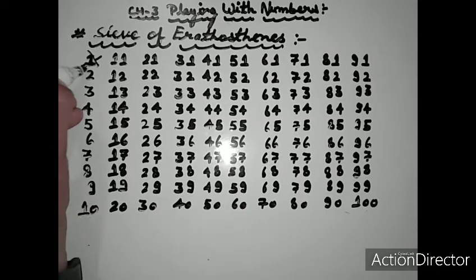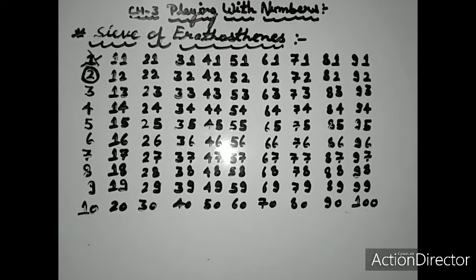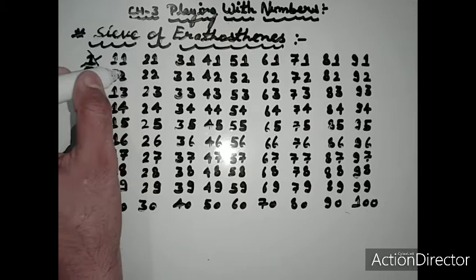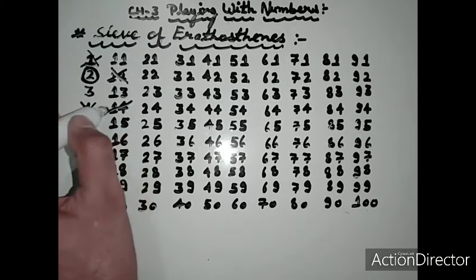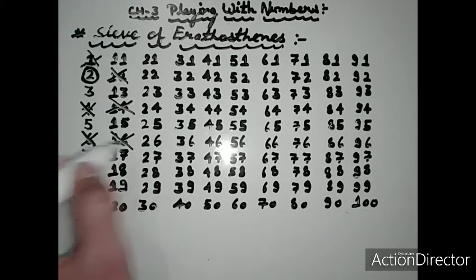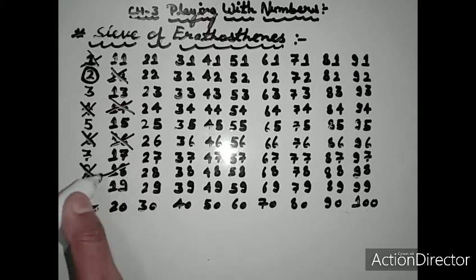we circle number 2, and we also cross out the multiples of 2, like 2 1s are 2, 2 2s are 4, 2 3s are 6, 2 4s are 8, 2 5s are 10, 2 6s are 12, 2 7s are 14, 2 8s are 16, 2 9s are 18, and 2 10s are 20.